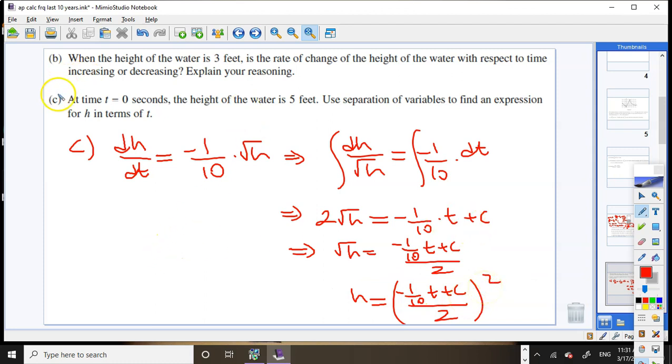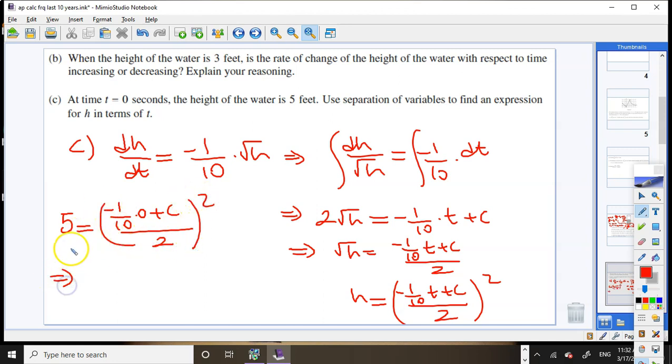But since we are given this initial condition, because it says at time t equals 0 seconds, the height of the water is 5, basically 5 is going to be equal to, for t, I'm going to substitute 0. So it's going to be equal to negative 1 over 10 times 0 plus c divided by 2 to the power of 2. So if I solve this equation for c, I'm going to end up with c equals 2 square root of 5.